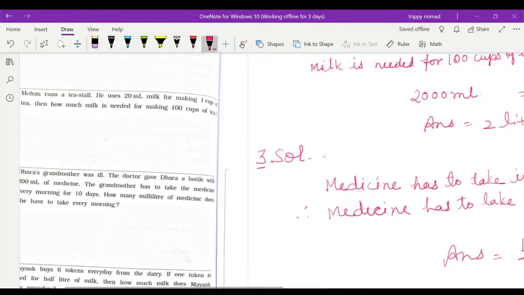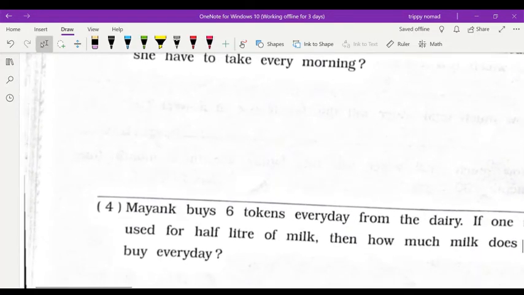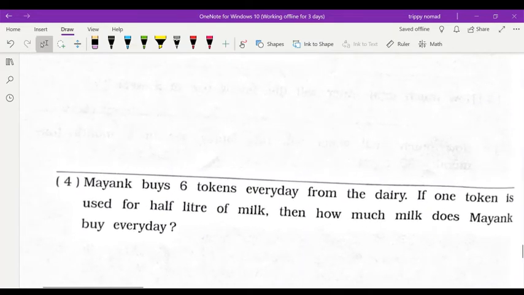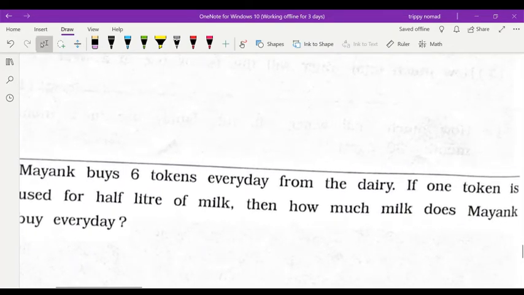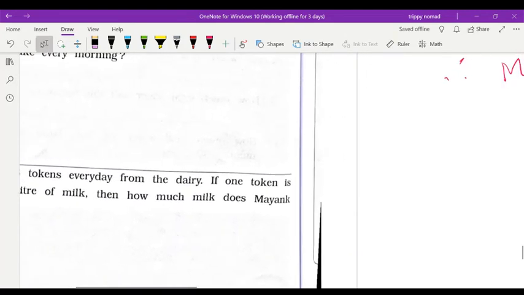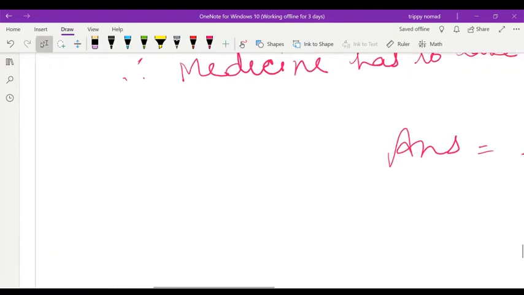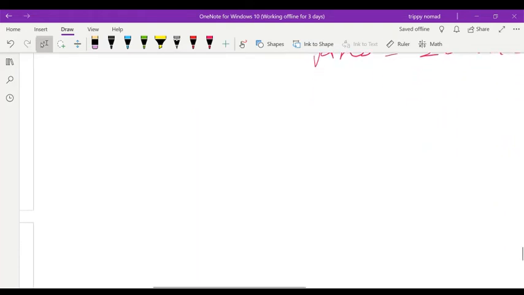Same way, children, sum number 4, I am going to read. Mayank buys 6 tokens every day from the dairy. If 1 token is used for half liter of milk, then how much milk does Mayank buy every day? So half liter means 500 milliliter. First of all, solution, sum number 4.